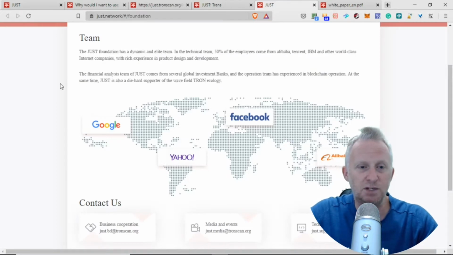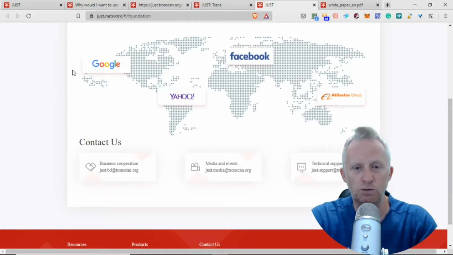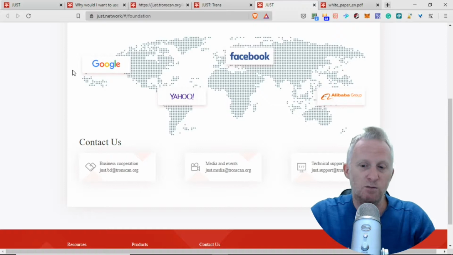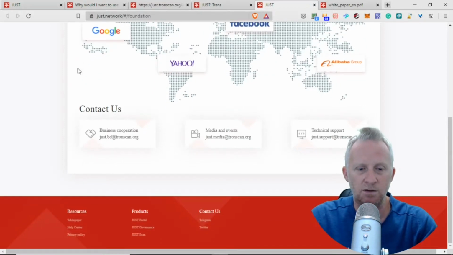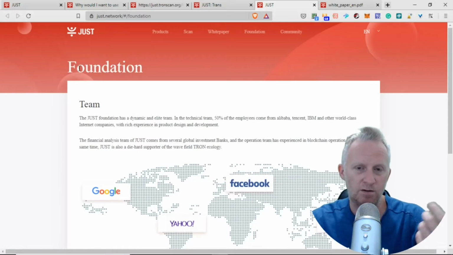And this is the team. The JUST Foundation has a dynamic and elite team. And the technical team, 50% of the employees come from Alibaba, Tencent, IBM, and other world-class internet companies with rich experience in project design. Instead, just to show the world, you say Google, Yahoo, Facebook, Alibaba, why not put the real faces of real people? Our team works for top-notch companies, but I would like to see faces, and this is something that you need to adjust: put the real team behind it, that we can contact and interact with.